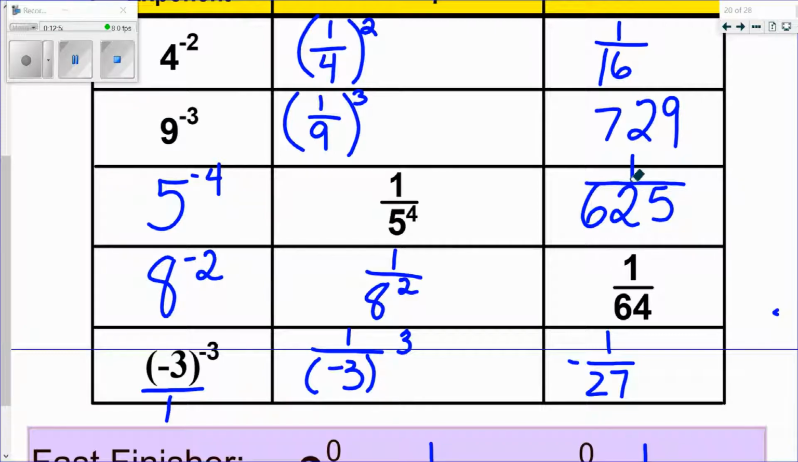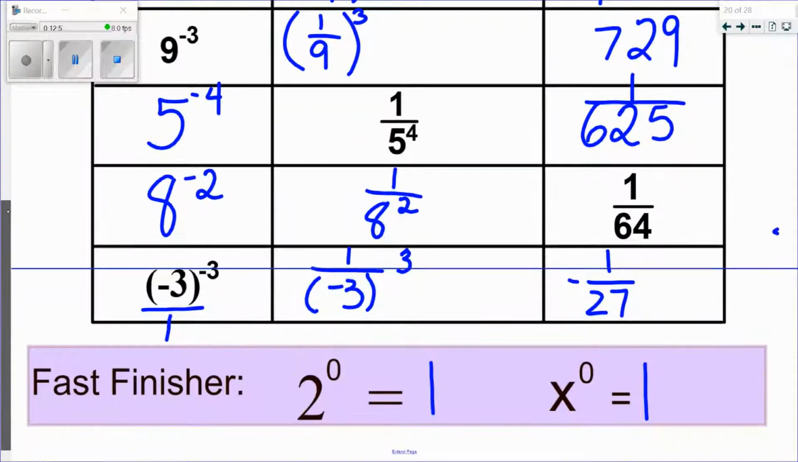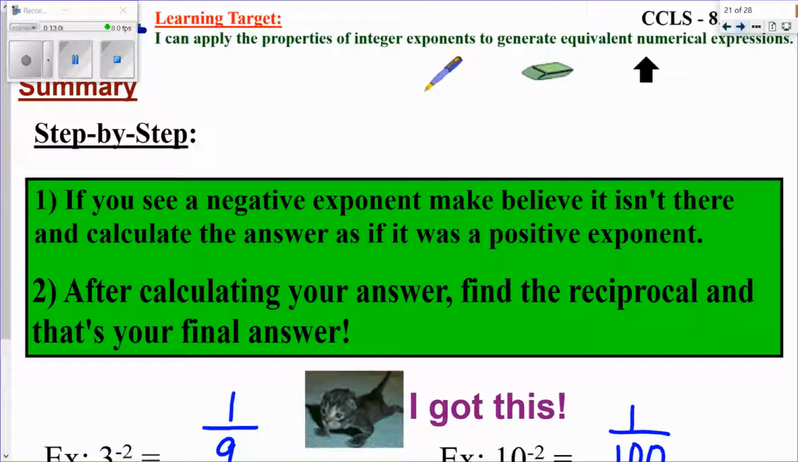And I'm hoping that you did the fast finisher. Anything to the 0 power equals 1. So 2 to the 0 equals 1, x to the 0 equals 1. So, basically, the summary and step by step.